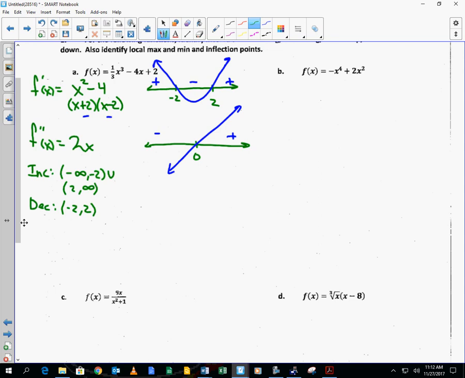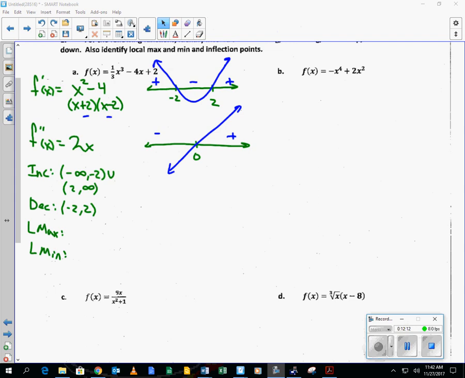I can also determine local max and local min. We're going to do that in a second. We're not going to do it right now. We're going to go get some brain food. Come back smarter. Good day.